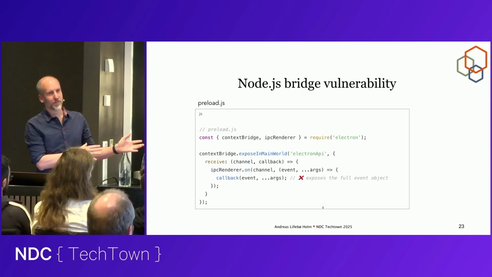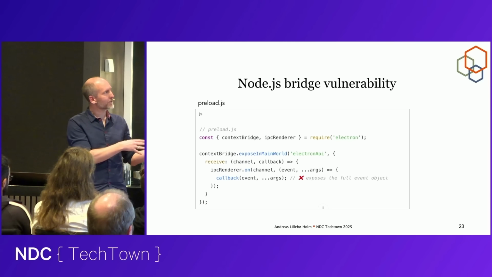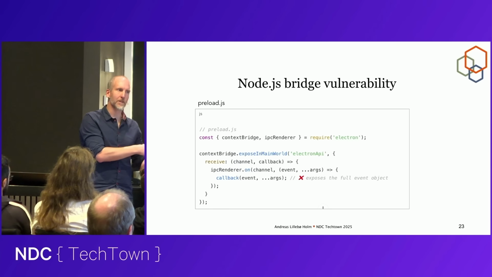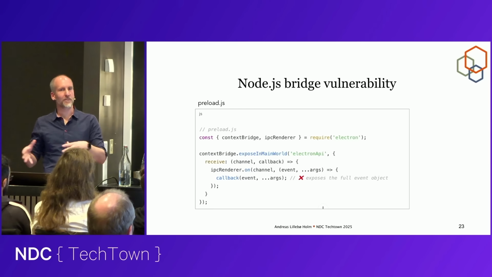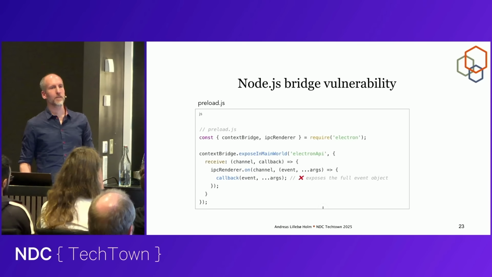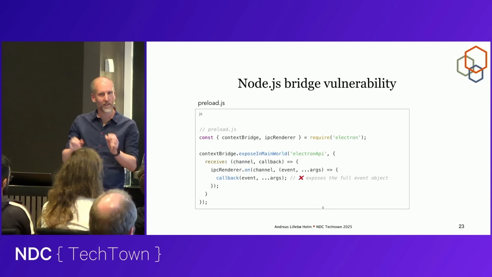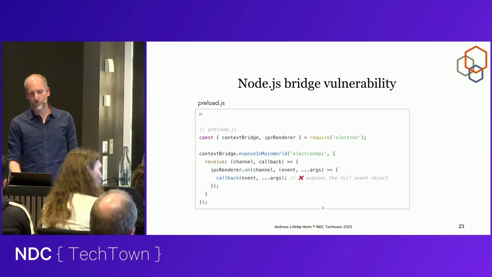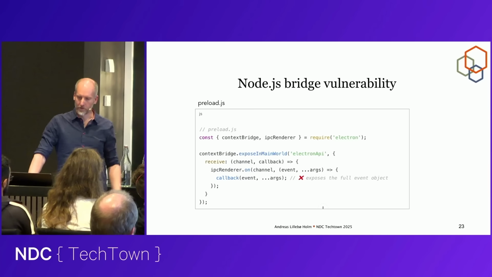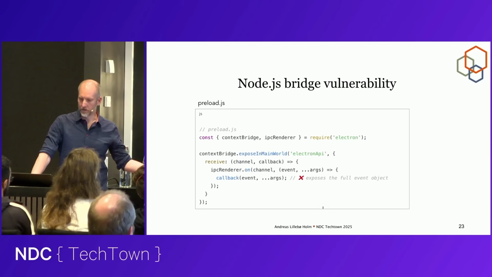So the point is that it's completely fine to do this safely, but the library isn't really helping you to make it safe. You have to kind of know about these things, you have to read the documentation, do the right thing, and then you're safe. So that's kind of the Node.js bridge vulnerability in the Electron framework.